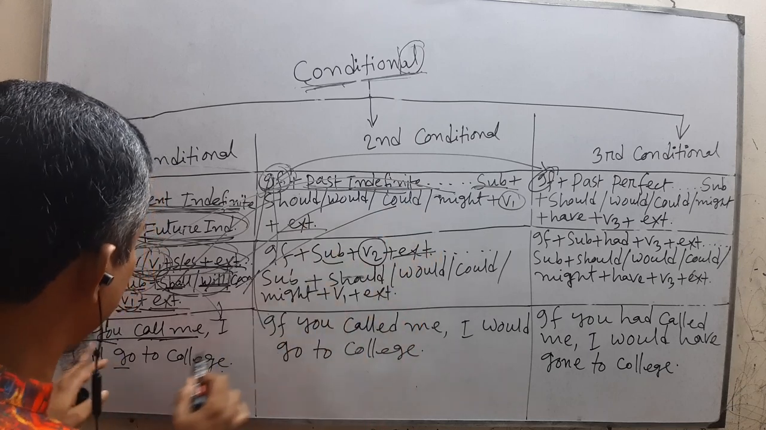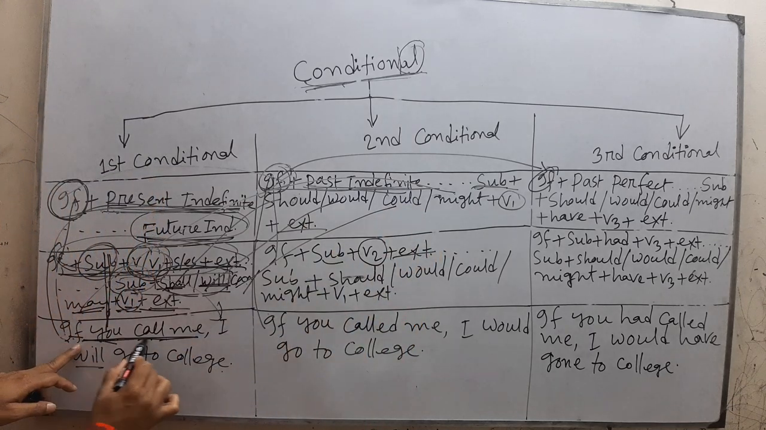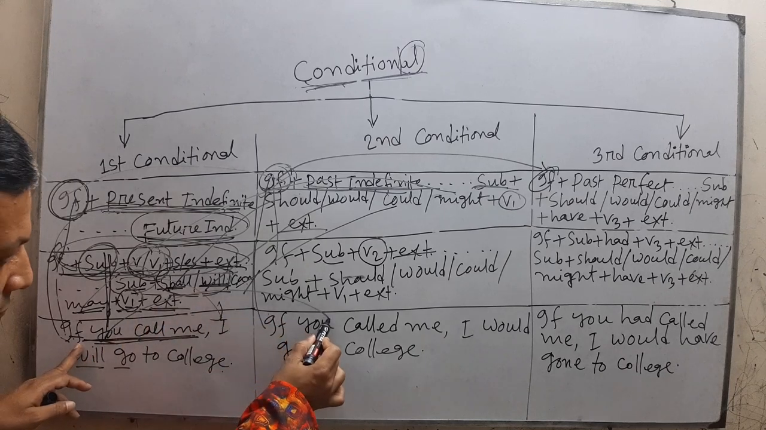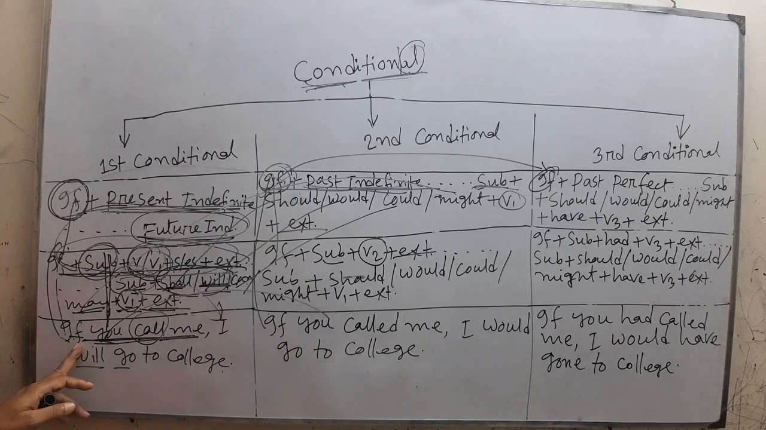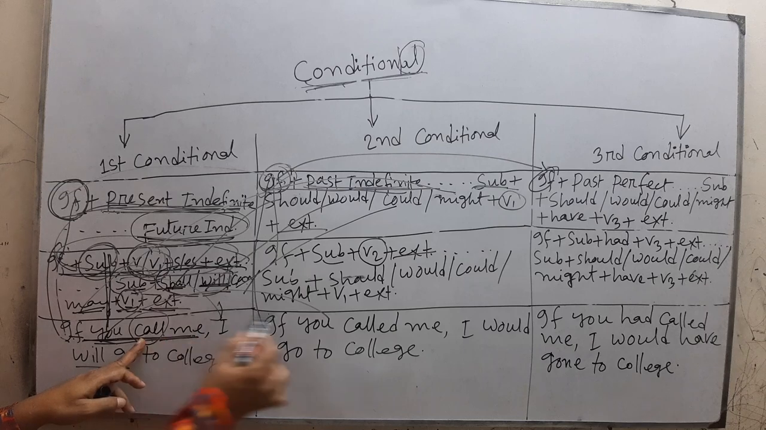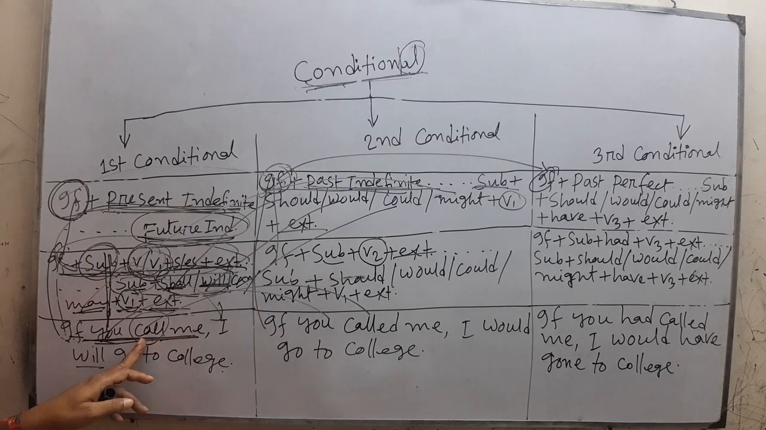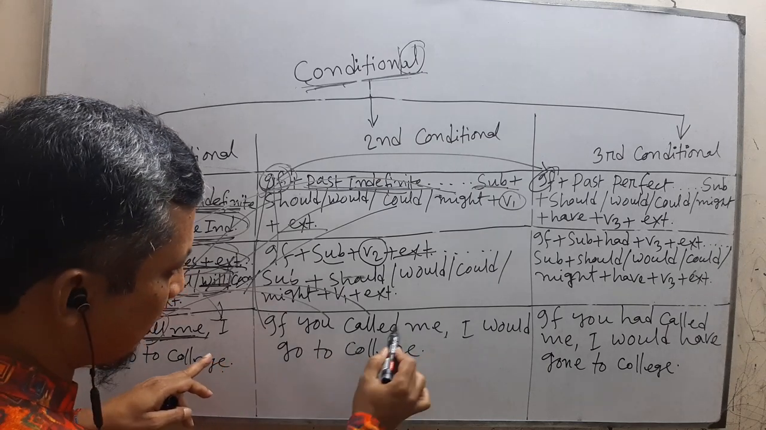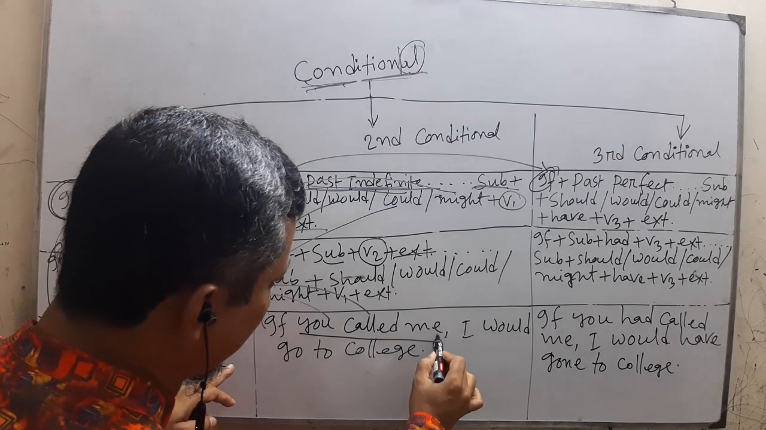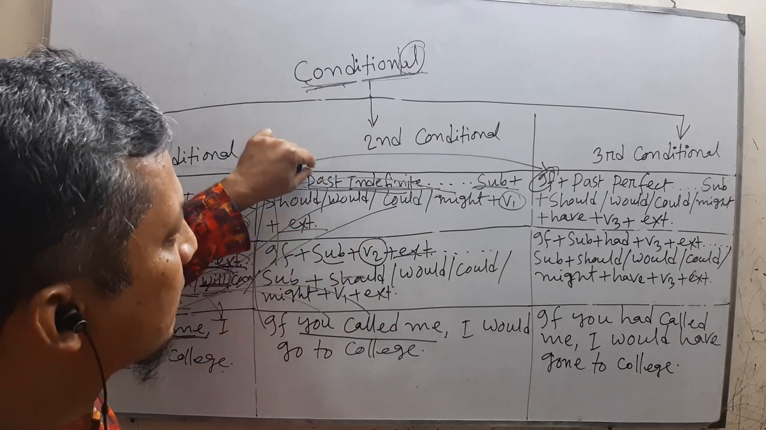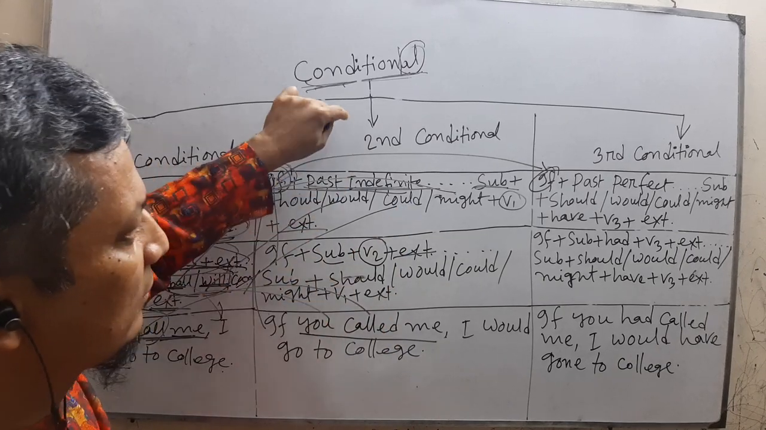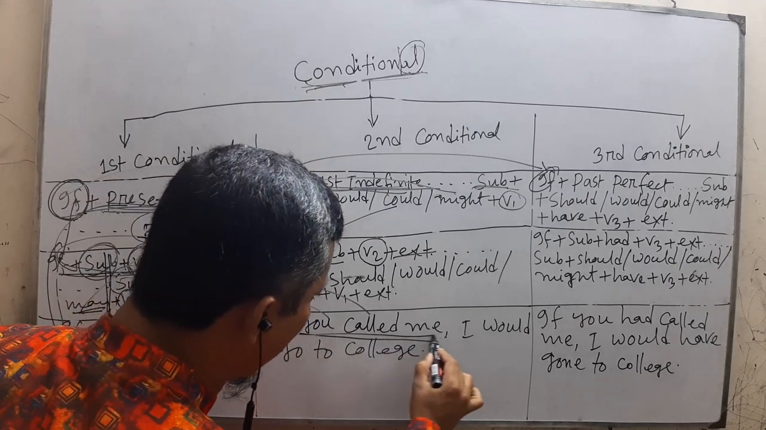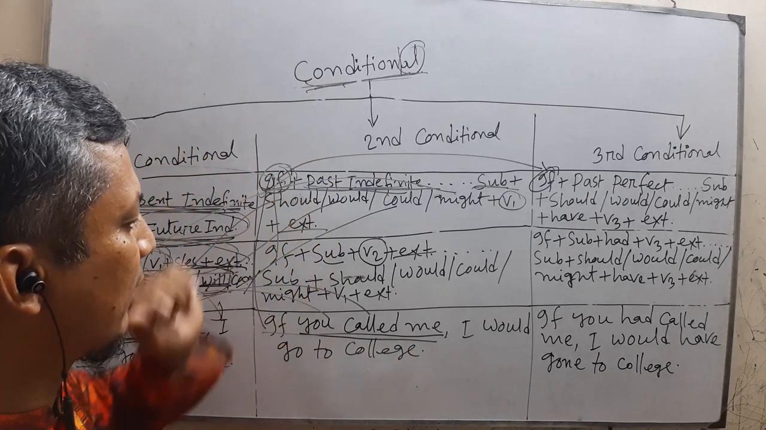Then past indefinite tense. I convert this sentence into past indefinite tense. You, here you. This is in present form. What will be the past form of call? Called. Am I clear to you? Then me. If you called me, this part is related to past indefinite tense. So it will be in second conditional. I have given one part of the second conditional.